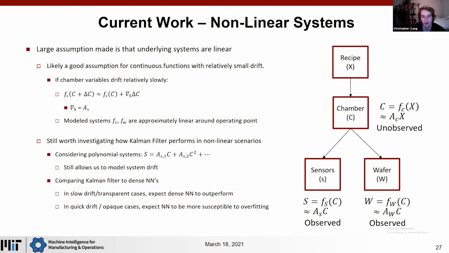But it lets me see how the Kalman filter would perform against something like a neural network in these nonlinear cases. So it's something which I am still working on now, mostly just training these neural networks, doing hyperparameter sweeps for them, and also retraining them at many time points is pretty computationally intensive. So that's sort of what's slowing me down now.